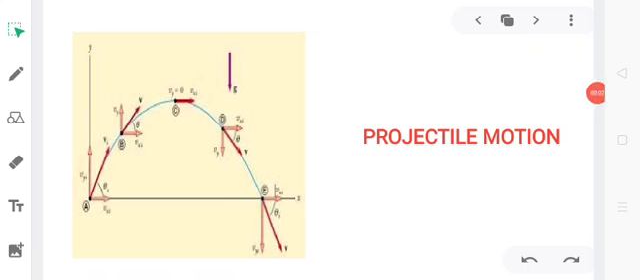Welcome back, students. Today we'll be introducing a new topic in our study that is called projectile.